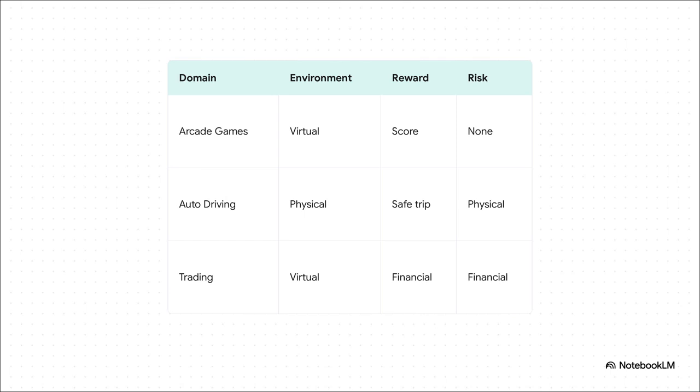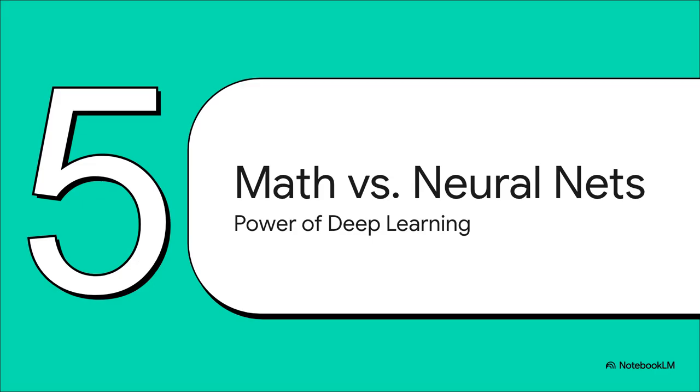It's really fascinating when you compare this across different domains, like training an AI on Atari arcade games. Totally safe, virtual environment, zero real-world risk. Autonomous driving, on the other hand, transitions into the physical world, bringing severe physical risks. But financial trading? It sits in this unique, high-stakes middle ground. It's a purely virtual environment, so there's no physical danger, but the rewards and punishments are actual financial returns and very real financial losses.